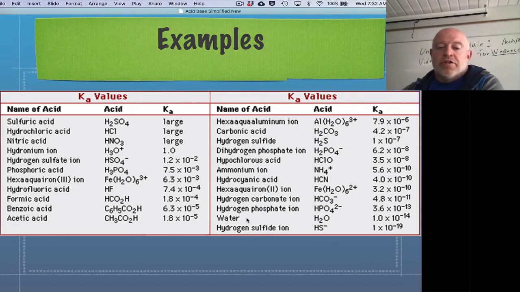Looking down here, oh, look, there's water as an acid. It's 1 times 10 to the negative 14th. Oh, look, there's that 14 again that we've talked about before, okay? Which would make sense because its conjugate, the hydronium ion, has a Ka of 1. So these two together, if you multiply them, would equal the Kw. Side note.